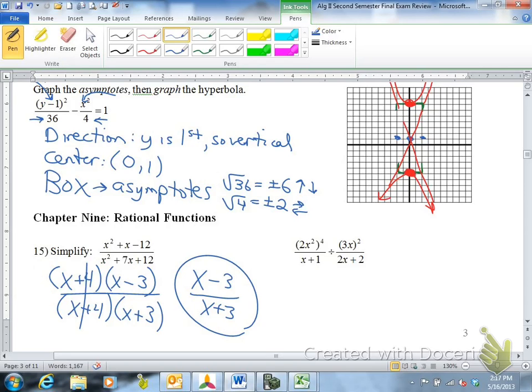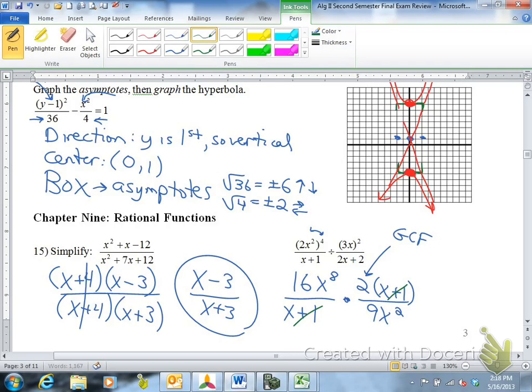Quantity raised to the 4th would be 16 x to the 8th. The 4 and the 2, be careful not to add those. You actually multiply those. You have x plus 1 times, you multiply by the reciprocal, so you have 9x squared. And then you can take a greatest common factor of 2 out. And you divide a bunch of stuff out. X plus 1, x plus 1. X to the 8, x squared is x to the 6th. So you would get 32x to the 6th over 9.